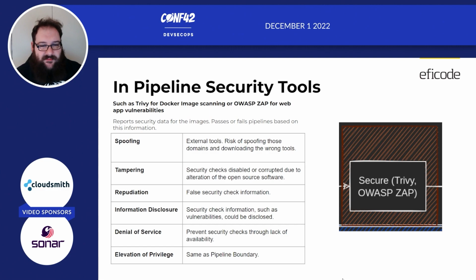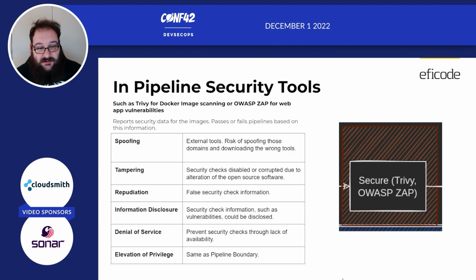Now there's an in-pipeline security tool that I want to talk about. So like Aqua Security put this Trivy tool out. It's one of my favorite tools for dealing with Docker images as they're being built. But it opens the spoofing angle to an external attack. If you're able to spoof the domains or download the wrong tools, this would give you a lot of power inside the pipeline. Tampering, obviously this is the build step, so any tampering could lead to corrupted software.